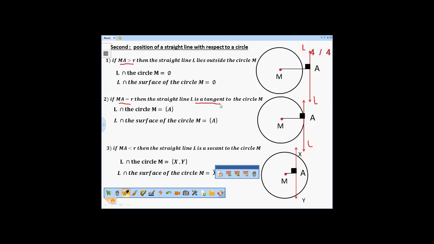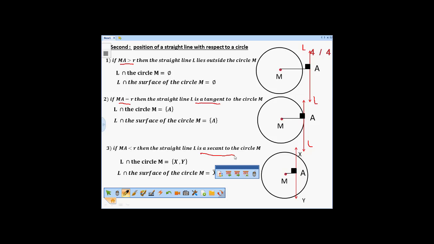Case number three, if MA is less than R, it means A is inside the circle, so the straight line which passes through this point A cuts the circle, so it's called a secant to the circle M. Now I have straight line outside, number two tangent, number three secant.